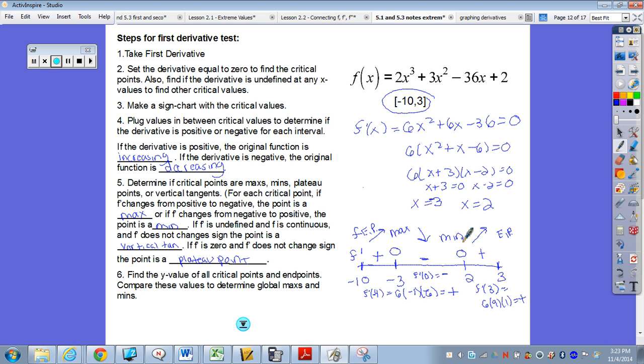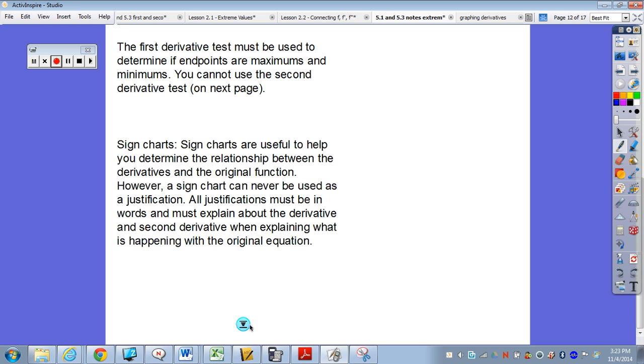Now you also have to check the endpoints if it's a closed interval. So these are the 4 examples we did before in that chart. We're starting at -10, and then we're increasing. So this is going to be the lowest point, so we're going to have a min at -10. And at 3 we're going to have a max because it's increasing. So we found all the critical points, and now we found all our relative or local maxes or mins.